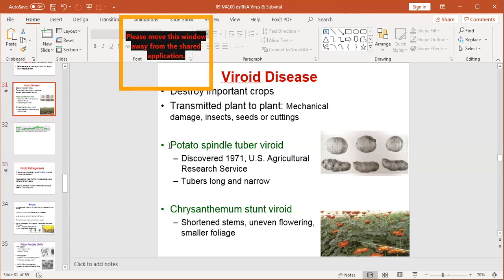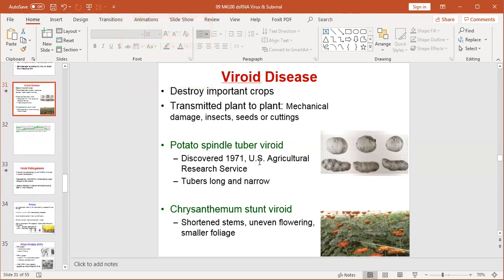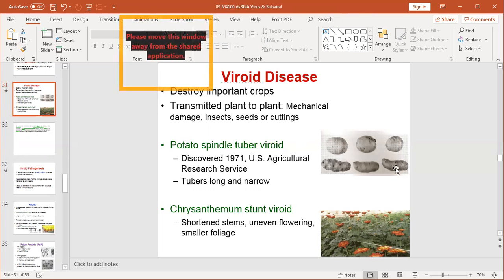An example would be potato spindle tuber viroid that was discovered in 1971 by the United States Agricultural Research Service. And these tubers of potato were narrow, as you can see, and long compared to the uninfected. We also have another type of viroid called chrysanthemum stunt viroid that affects these flowers. The infected plants have shortened stems, uneven flowering, and smaller foliage.